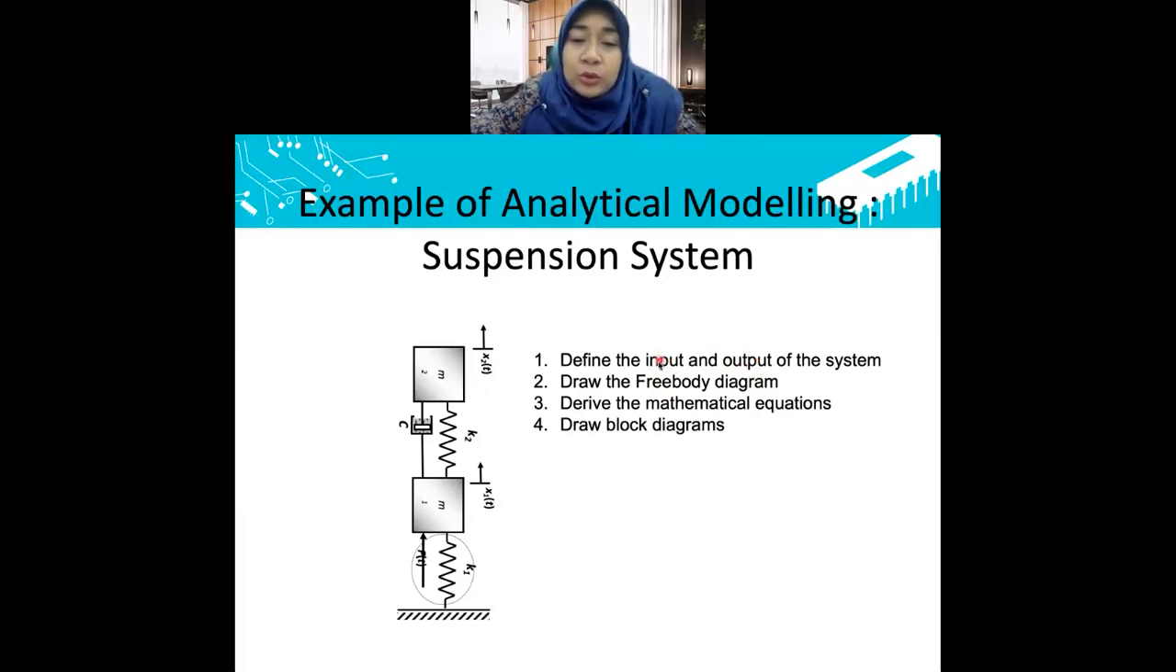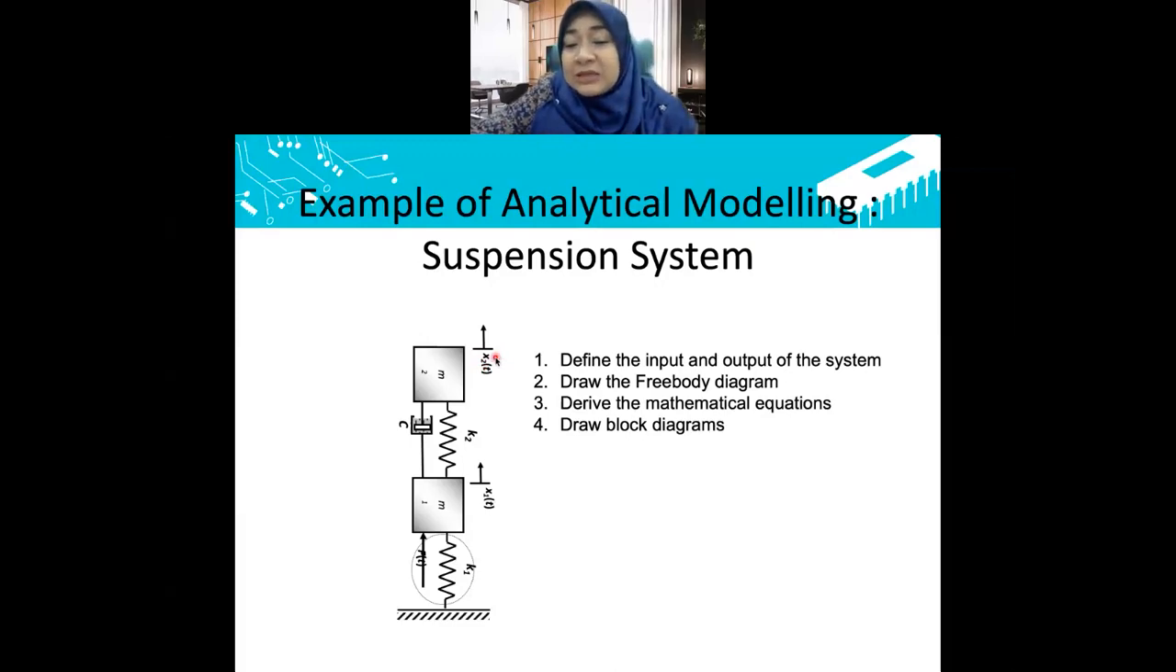When you want to define the input and output of the system, the input must be the desired level, the output that you want for your suspension system. In this case, just as I mentioned about x2, isn't it? I want x2 to be fixed. No matter what happens with the disturbance, I want x2 to remain the same.